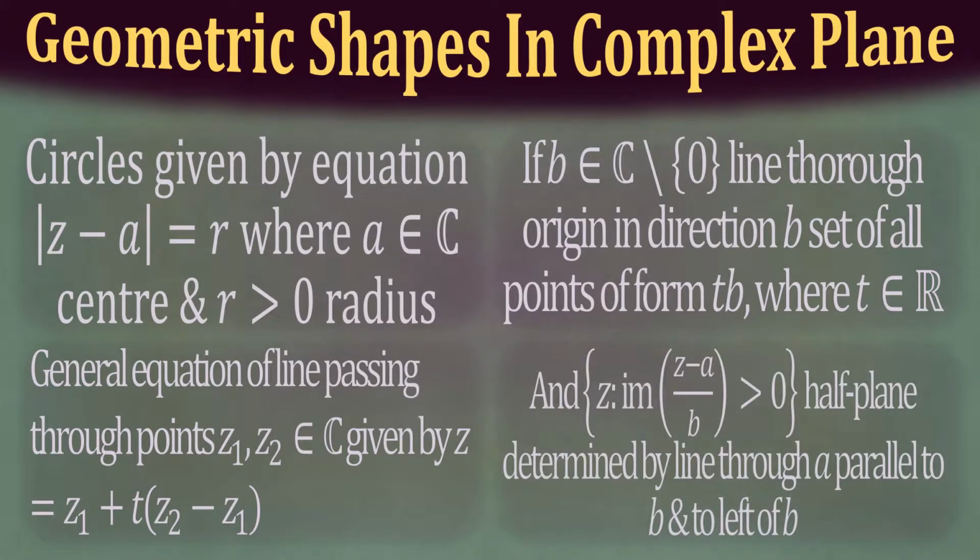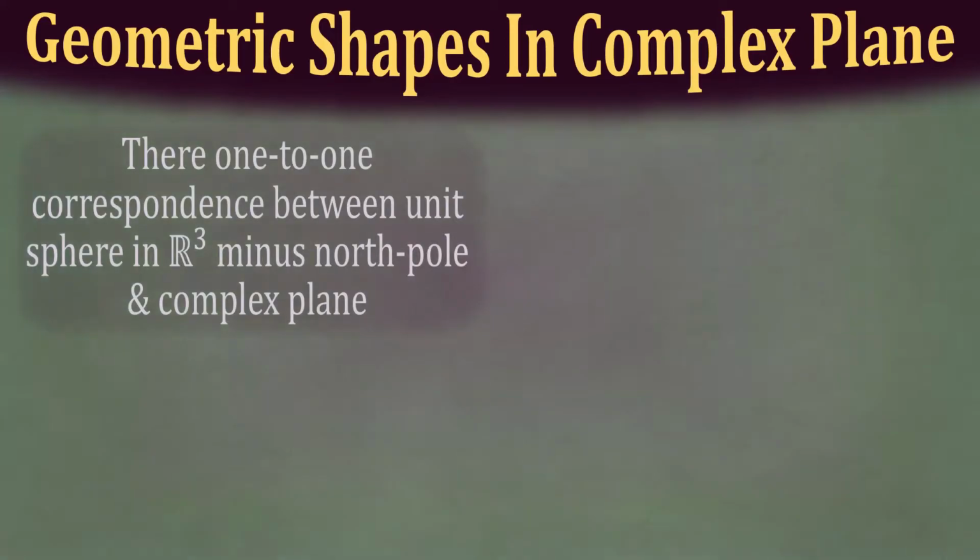Also, we have that the set of all z such that the imaginary part of (z - a)/b is greater than 0 is the half plane determined by the line through a parallel to b and in the direction to the left of b. Further, note that there is a one-to-one correspondence between the unit sphere in R³ minus the North Pole and the complex plane.